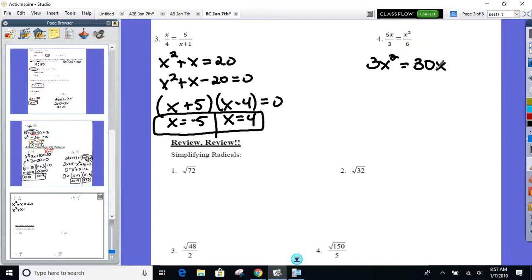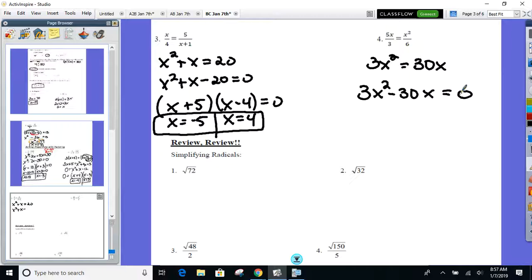So how can I move the 30x over? Subtract it over. So here's what I'm looking at right now. 3x squared minus 30x is equal to 0. You can't play the multiply to C, add to B game anymore because there's only how many terms up there? 2. You can only do that game when there's 3 terms and the A value is 1. I don't have that here. So now we need a new method of factoring, right?